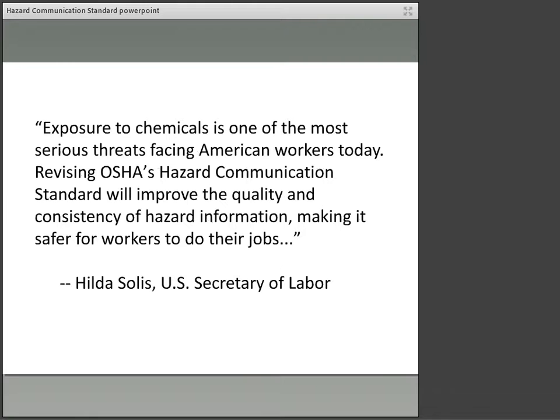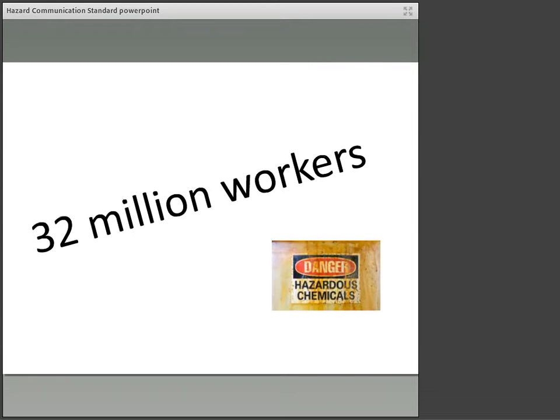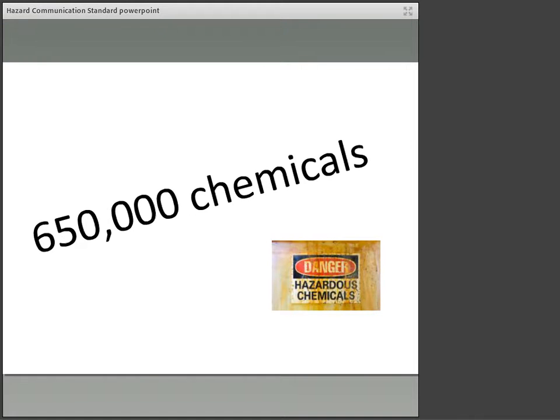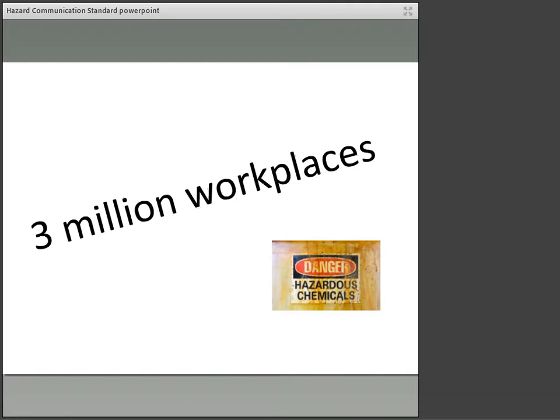According to our U.S. Secretary of Labor, exposure to chemicals is one of the most serious threats facing American workers today. She goes on to say that she believes the revisions to the HAZCOM standard will make the workplace safer for all American employees. According to OSHA estimates, every day more than 32 million workers are exposed to 650,000 chemical products in more than 3 million workplaces. Our schools are no exceptions.